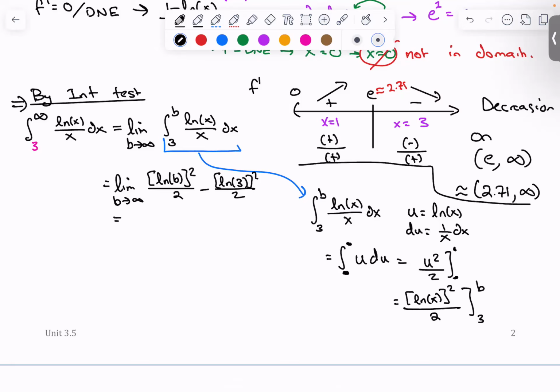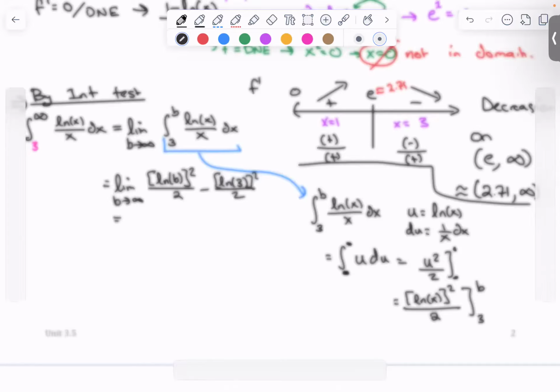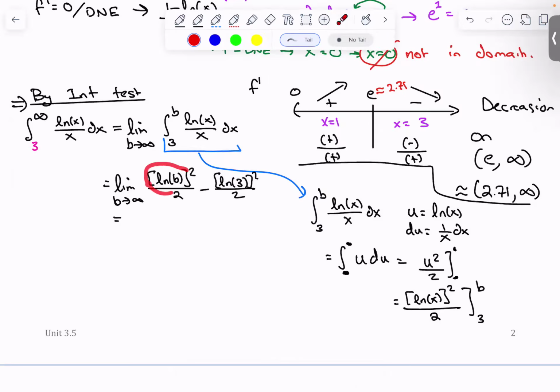What do you think? Infinity, yes. Jonathan's absolutely correct. Because as b goes to infinity, natural log of b will go to infinity, albeit very, very slowly. It grows very, very slowly, but eventually it does reach infinity. So this equals infinity, which means that it is divergent.